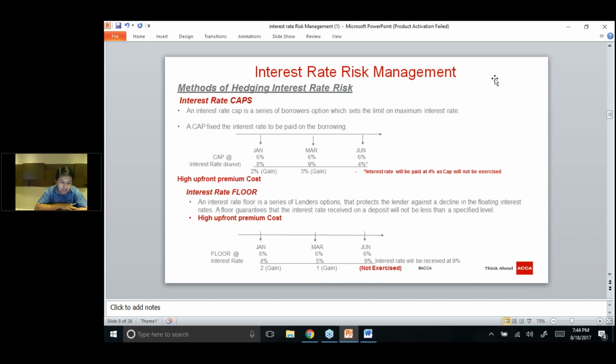Okay, the interest rate cap is a series of borrower's options which sets the maximum limit on interest rate.